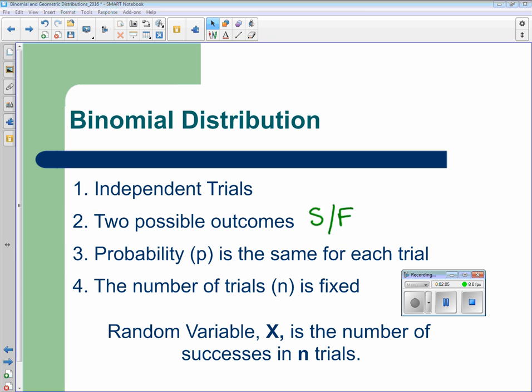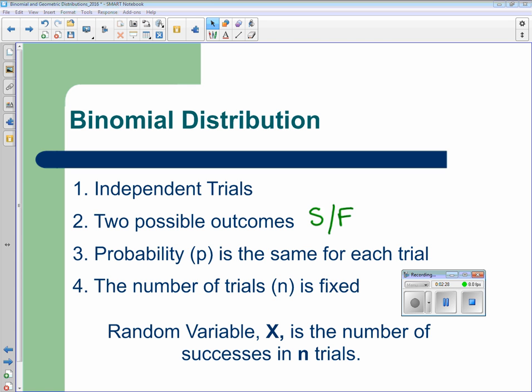When I say success, failure, I mean the success is what you're looking for, and the failure is just everything else. Okay, like the complement, if you want to think about it that way. Probability, we're going to denote that as the letter P. It is going to be the same for each trial. So we're talking about with replacement, so that means the probabilities aren't going to change. Number 4 is that the number of trials is going to be fixed.